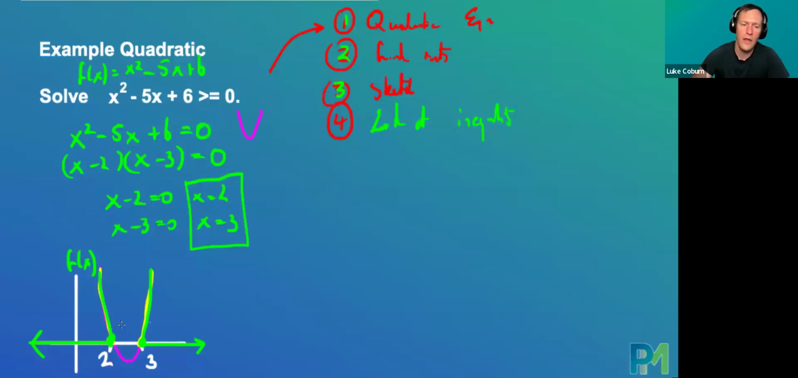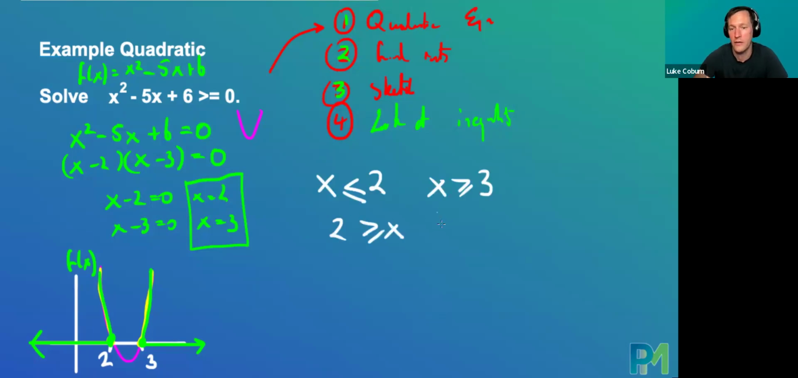Okay, so this green part of the x-axis, what is that? Well, it's x is less than or equal to 2, because we have them filled in. And it's also x is greater than or equal to 3. That's also enough, but you know what? Maybe we just want to do this sort of stuff, okay?